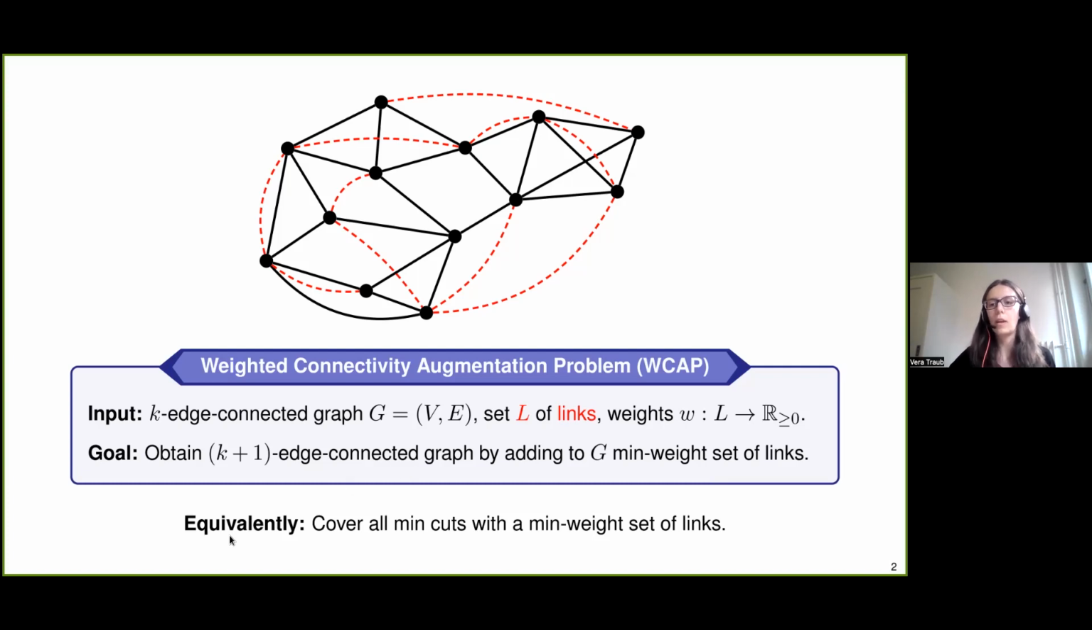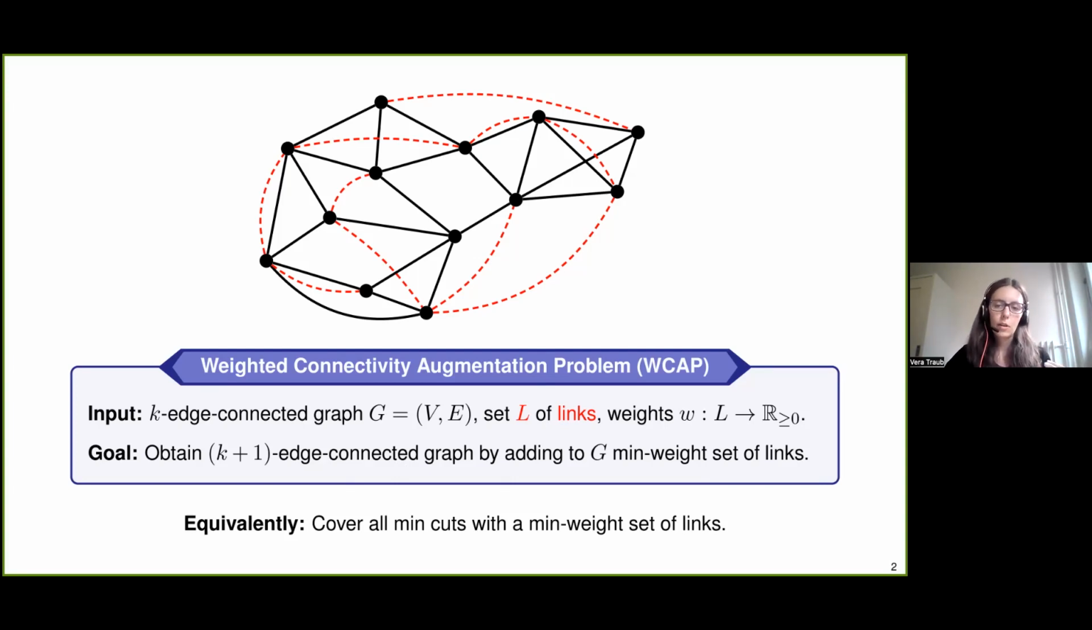And so an equivalent way of phrasing this problem is to say that we would like to cover all the minimum cuts of our graph G by links. So for every cut here in this example, every cut of size k, or in this example, every cut of size 3, we will have to add one link that crosses this cut, and then we have a feasible solution. So this is the problem I want to talk about today mainly.